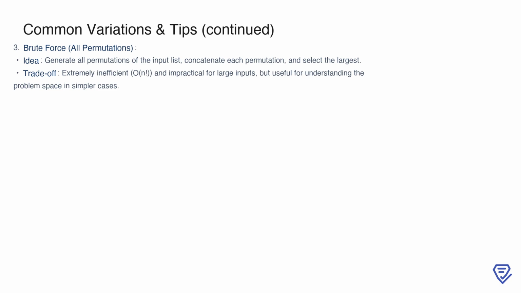permutation, and selecting the largest result. Although this method provides a direct way to solve the problem, it's extremely inefficient, with a factorial time complexity of n. This makes it impractical for larger inputs and unsuitable for real-world use.